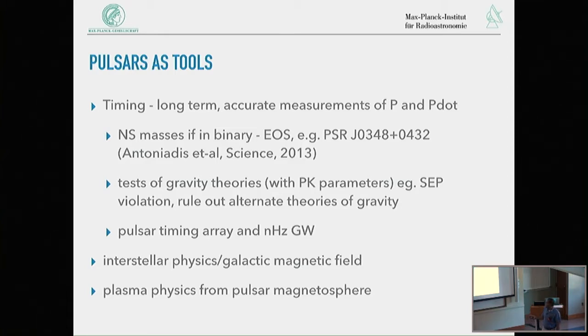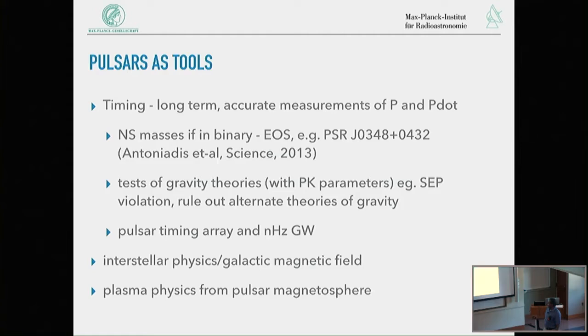There is the dense matter. You can also use these to test gravity theories, because when the two objects are in a binary, you can see how they fall in the gravitational potential of each other, and you can test alternative theories of gravity and rule them out as well.